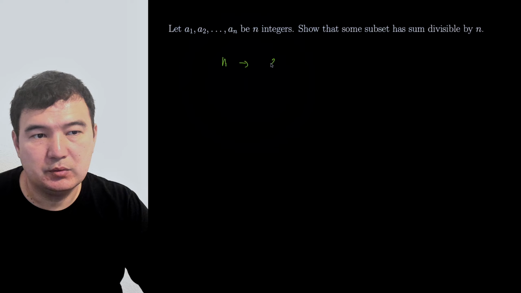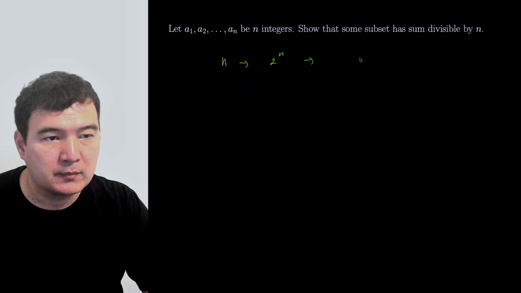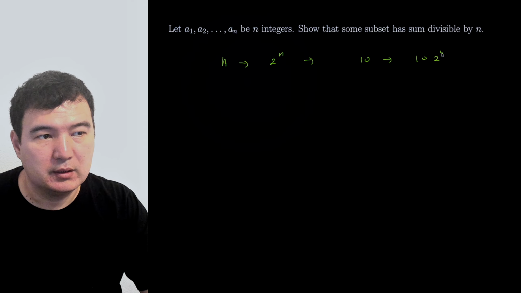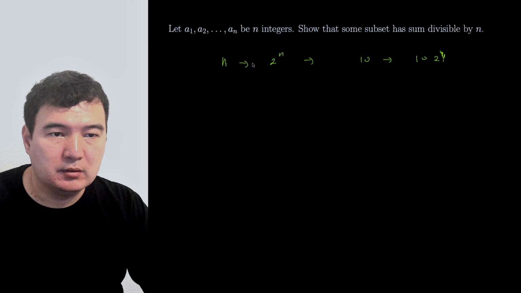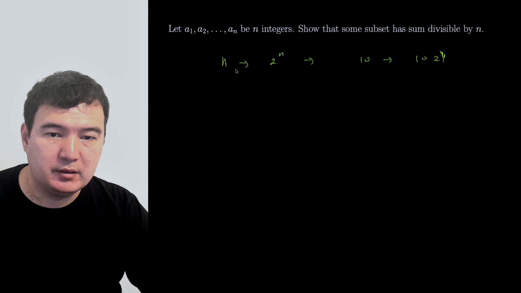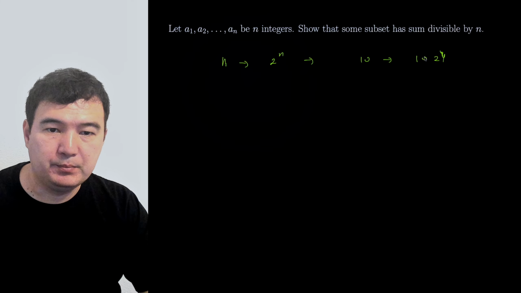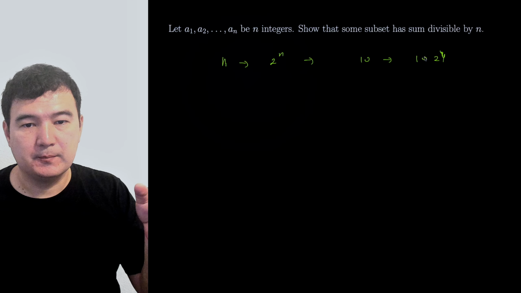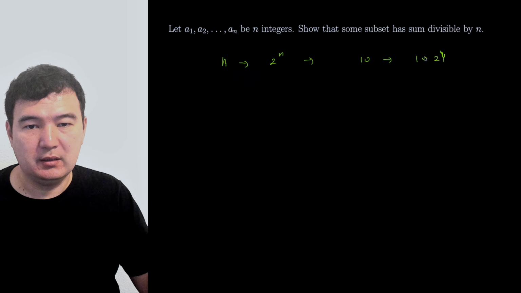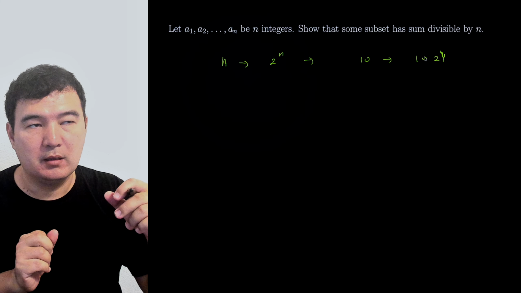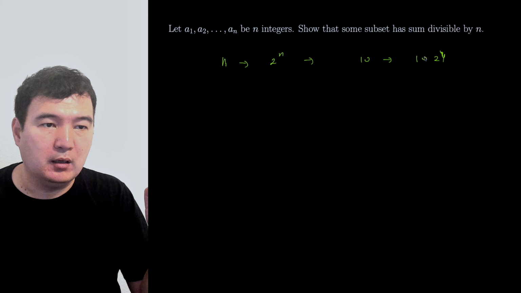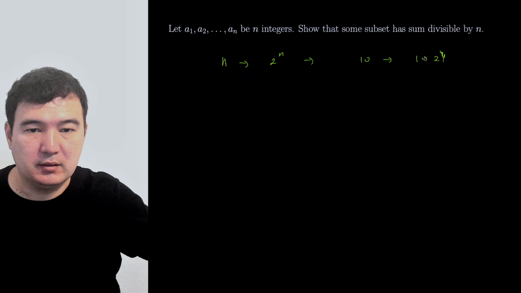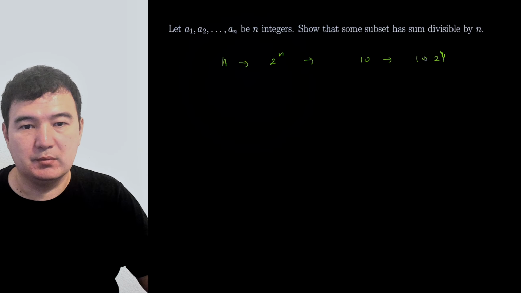number of subsets is 2 to the power n, right? Even if you do 10 numbers, the number of subsets you get is 1024. So the number of subsets compared to n is very huge, and trying to build a set of numbers where every subset has a sum which is not divisible by n, if you try to do the opposite, it's a very complex problem. But immediately you can see that there will be a subset that has a sum divisible by n.